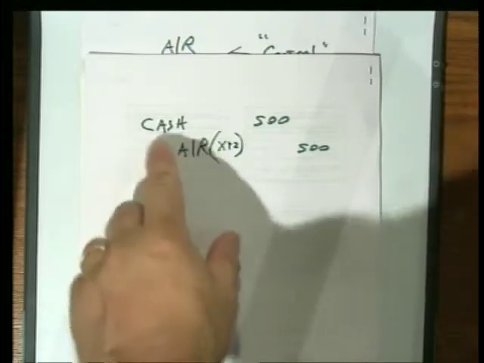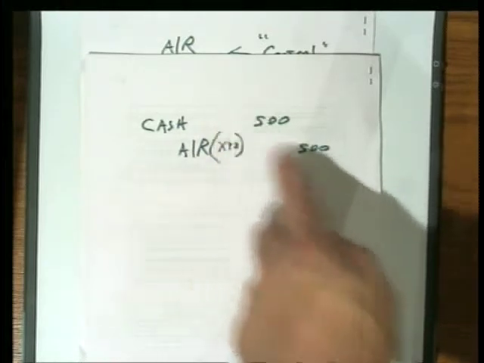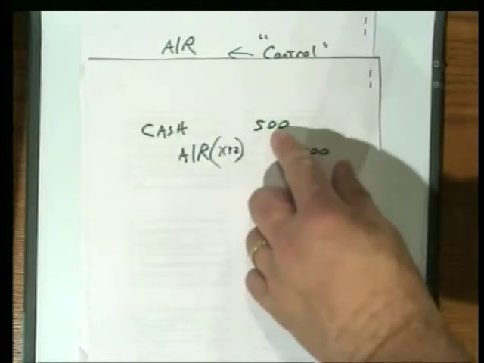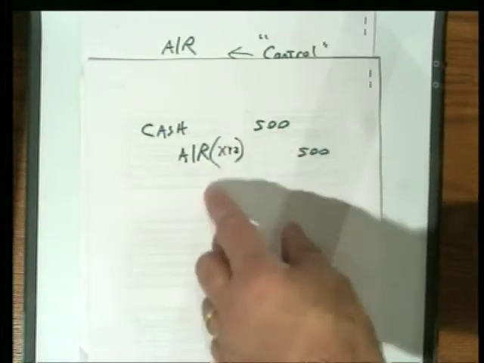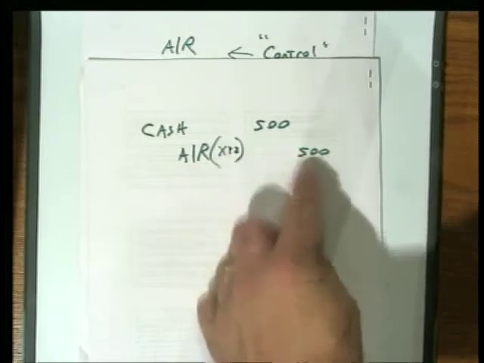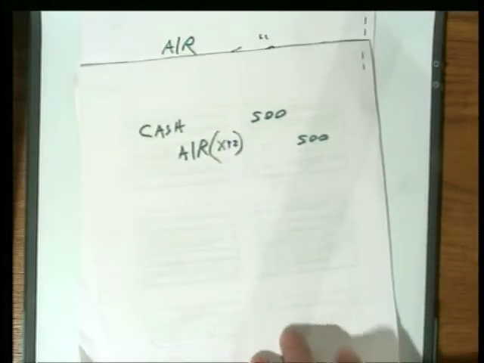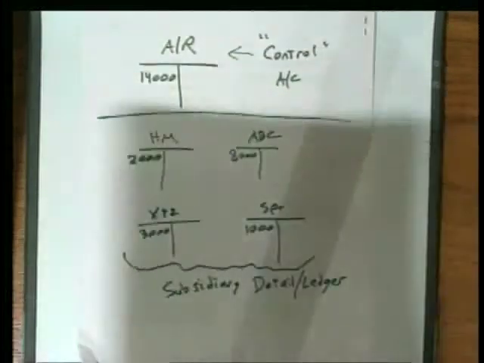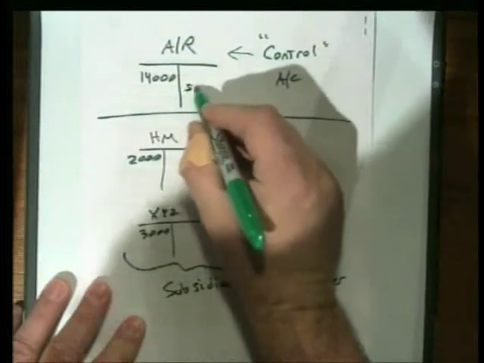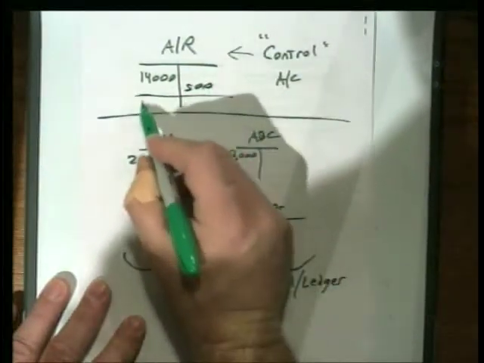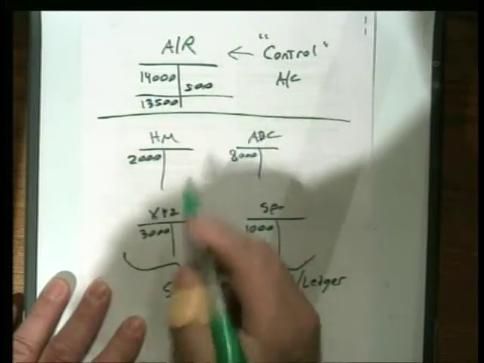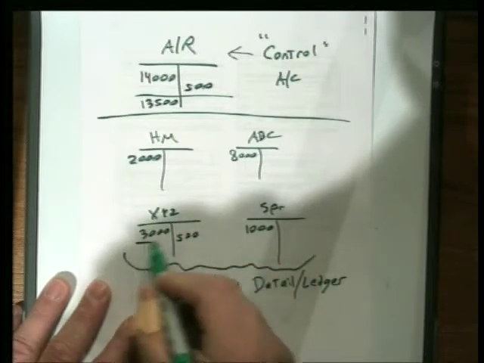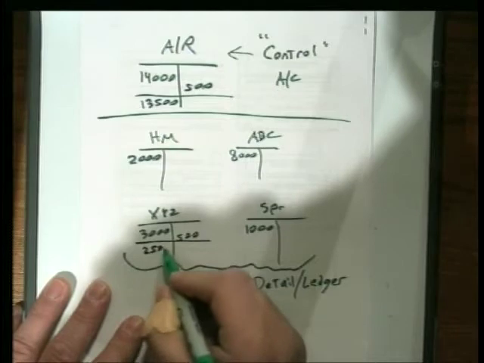Why is that? Because when we post this journal entry to the T accounts or to the ledger, we need to go to the cash account and debit it for $500. But we actually need to go to both the control account and the subsidiary ledger to post that $500 credit. So we post it here, and that total is now $13,500, and we go to here, and that total is now $2,500.